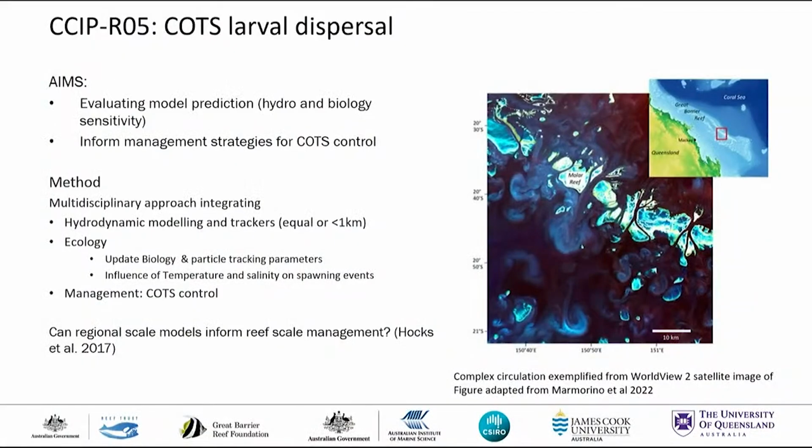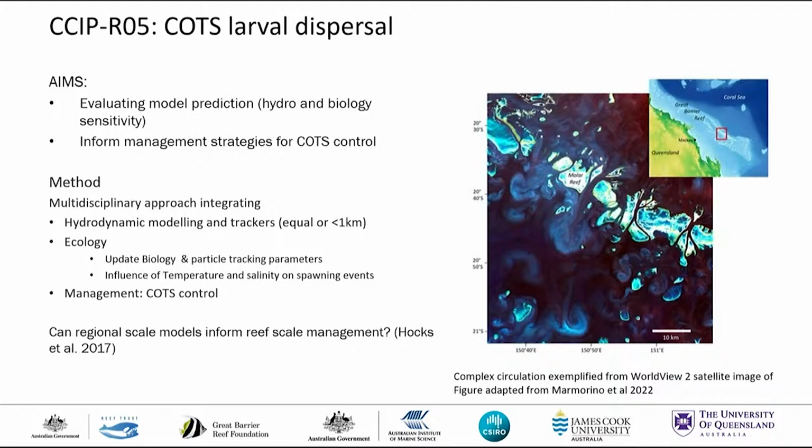a review. What do these models actually represent? Our aims were to evaluate the model predictions. What is the uncertainty that is coming from the hydrodynamics? What is coming from the uncertainty of the biology? One way of dealing with it is doing some sensitivity analysis. And how do you transform this information to be the best key input for management?